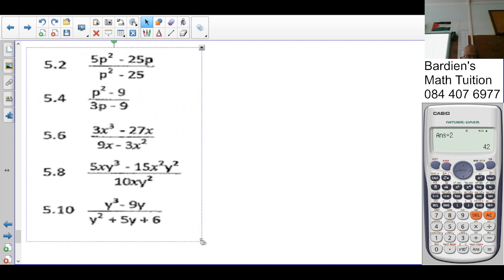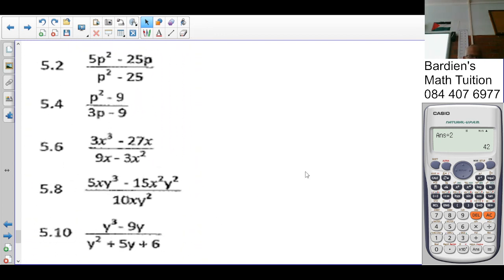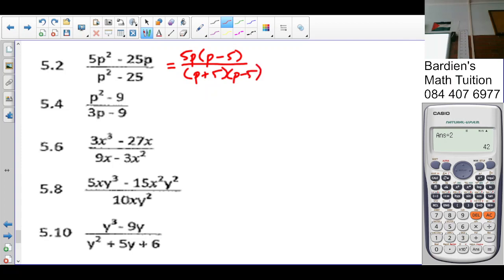Okay, so let's start here. This is the algebraic fractions. Okay, the first one. So what happens? What is common here? 5p. I'm left with p minus 5 over p plus 5, p minus 5. So what happens is p minus 5 cancels p minus 5. So it's 5p over p plus 5.